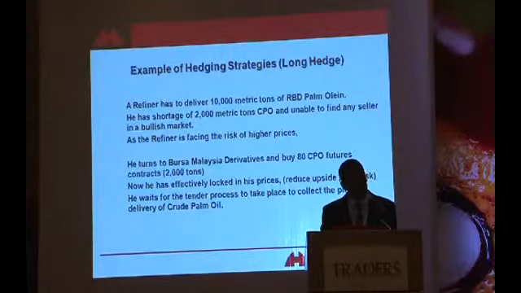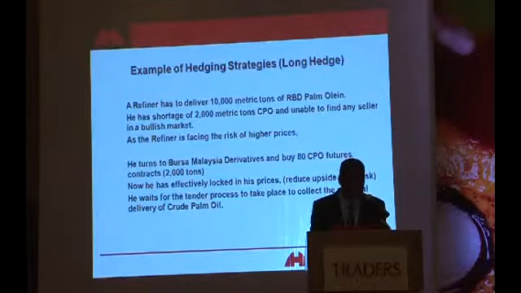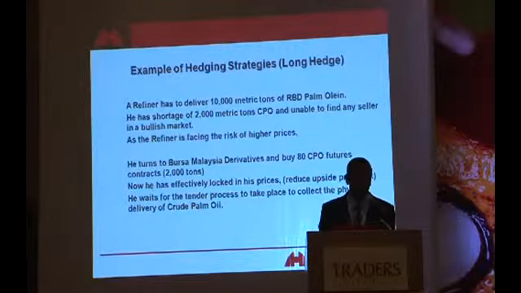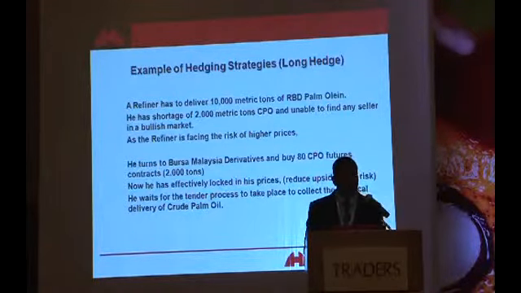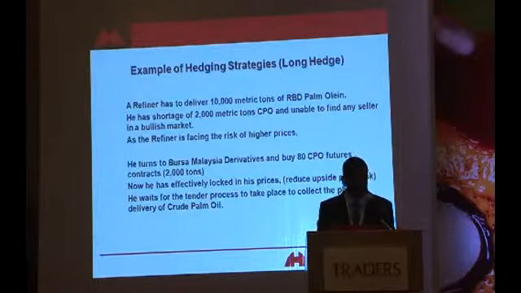So he can turn to BMD and buy 80 CPO futures contracts. Why 80? Because I told you earlier that every one futures contract is 25 metric tons. So for 2,000 metric tons, he would be required to buy 80 futures contracts. Because he couldn't find CPO, he buys the futures contract, and this can effectively lock in his prices and reduce his upside price risk. So he waits for the tender process to take place and collects the physical delivery of crude palm oil. This is an example of long hedge.